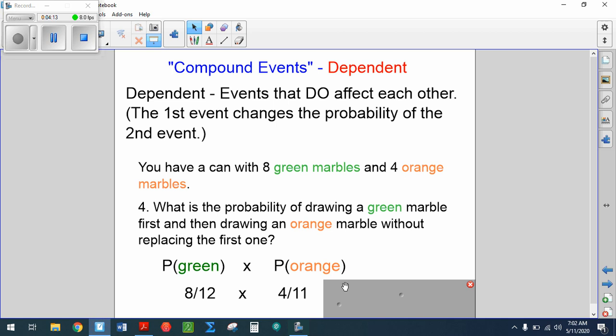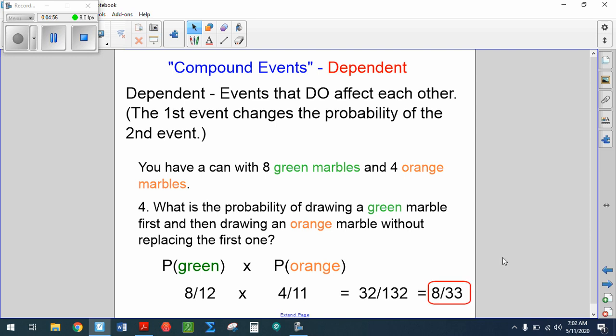If I had put the marble back, it would have been 8 out of 12 times 4 out of 12. I drew a green, I put it back, then I drew an orange. Those would be considered independent events because I put the marble back, so it did not affect the probability of drawing an orange. But for this example, since I drew out a green marble, and now there's only 11 marbles left, I only have 4 out of 11. So 8 out of 12 times 4 out of 11 is 32 out of 132. Or if you simplified that 8 over 12 to 2/3, you get 8 over 33.